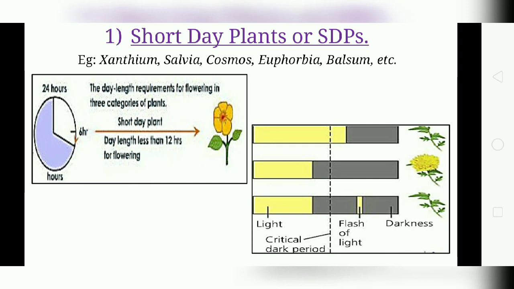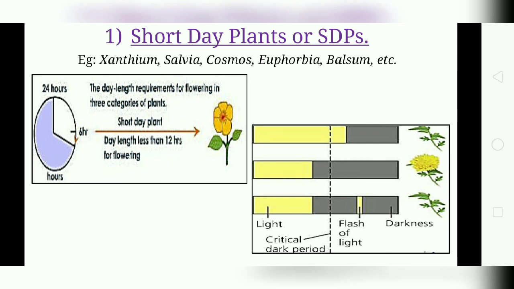Short day plants will not flower if the continuous dark period is interrupted even by the shortest flash of light. These plants require a relatively long period of darkness for flowering. Continuous darkness is needed for flowering. If during this dark period a flash of light is given, at the starting time or at the end of the darkness, then flowering will not form. That is known as the interruption of the dark period. This condition is known as short day plants.